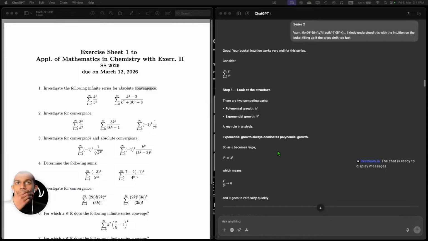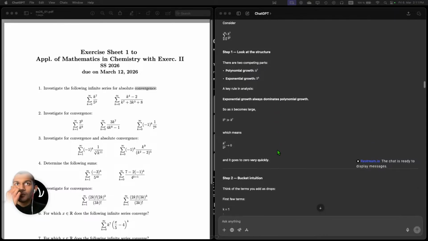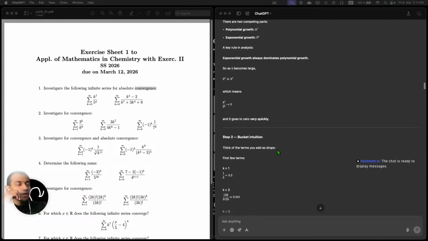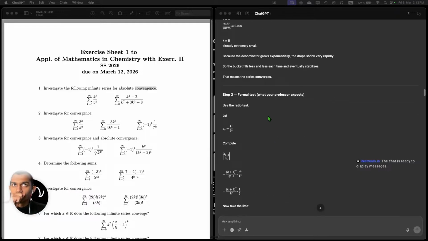Look at the structure. As k becomes large, 5^k goes to 0 very quickly. Bucket intuition. I don't need the bucket intuition. Formal test, what your professor expects.